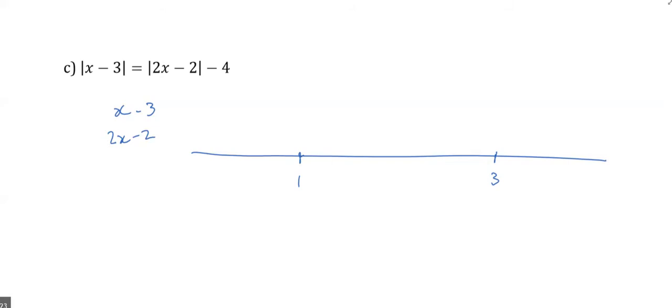What's a number inside this interval? How about 2? 2 times 2 is 4 minus 2, that's positive. So this one's going to be positive. And 2 minus 3 is negative, so this one's going to be negative. And then after 3, they're both going to be positive. If I put a big number in there, they're both positive.